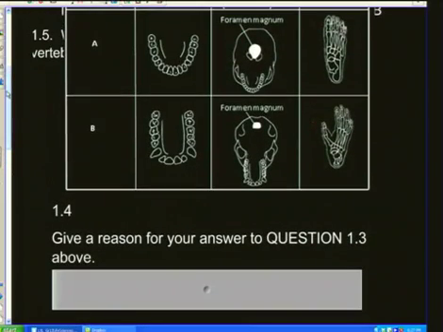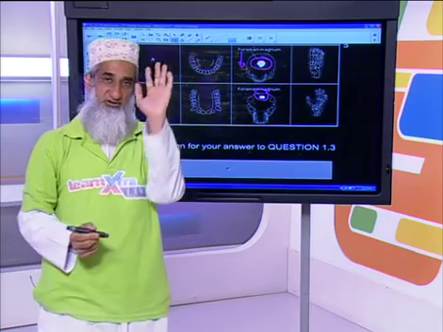Because of the large heel bone. Before that, because of the foramen magnum in a more forward position. Here, in this one, it is in a backward position. So the foramen magnum is in a more forward position.